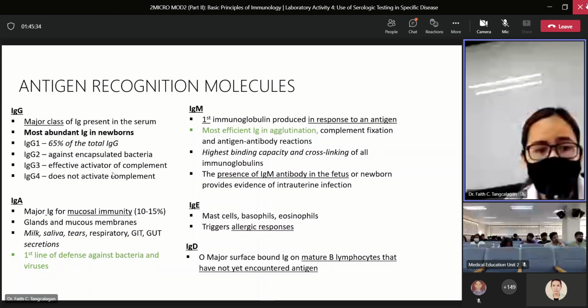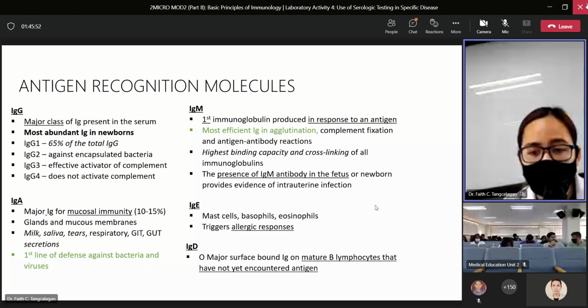Your IgG3, it is effective in complement activation. Your IgG4 does not get involved in the activation of your complement system. So your IgG3 is the one involved in your complement. Your IgG4, it is more against encapsulated bacteria. IgG1 is the most common or most abundant of the total IgG.